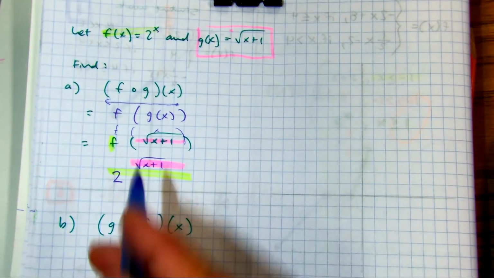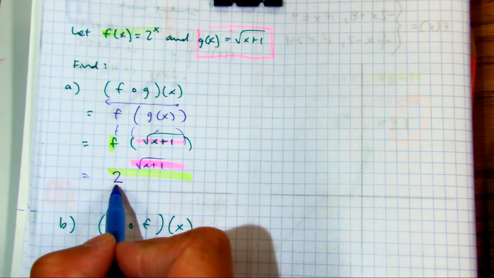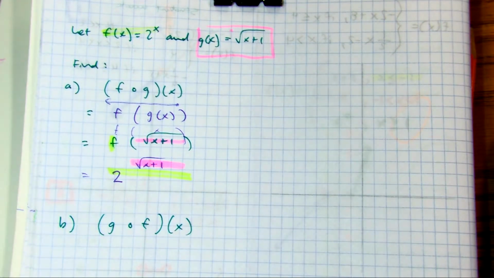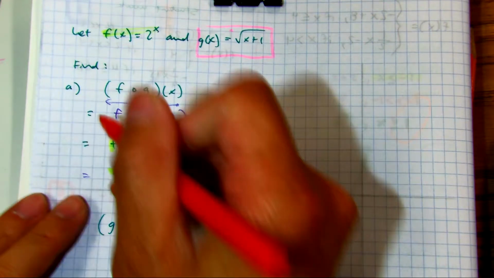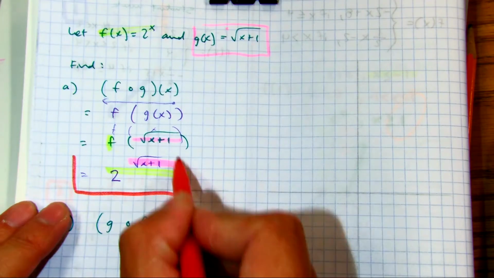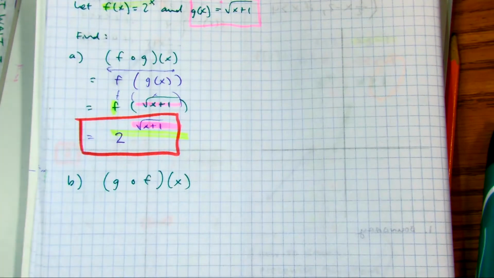So what is f of g? The answer is a base of 2, and then the exponent is the square root of x plus 1. If I had to super simplify it, it's just a bunch of substitutions. A bunch of substitutions, okay? Alright, let's try the next one.